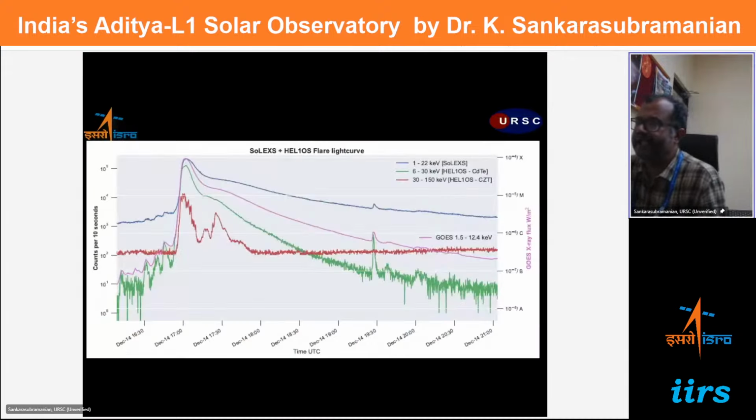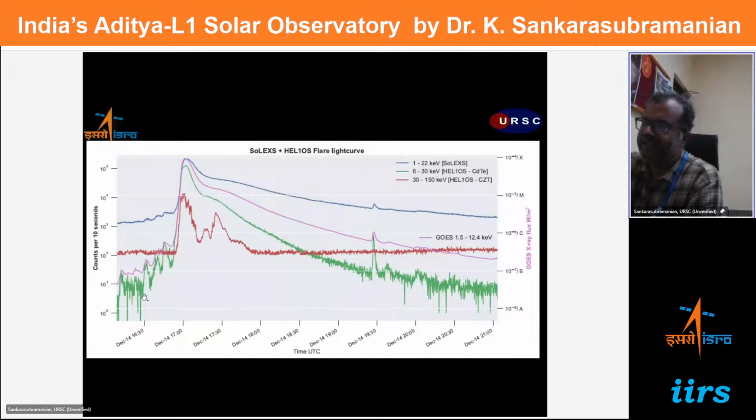Here is an example of the light curve. Again, the same December 14th flare. You can see how differently SoLEX and HEL1OS look. The blue curve is the SoLEX curve from 1 to 22 keV, and the green curve is the 6 to 30 keV from the HEL1OS, and the 30 to 150 keV is the red curve. You can see that the light curves are totally different once you go to higher and higher energies.